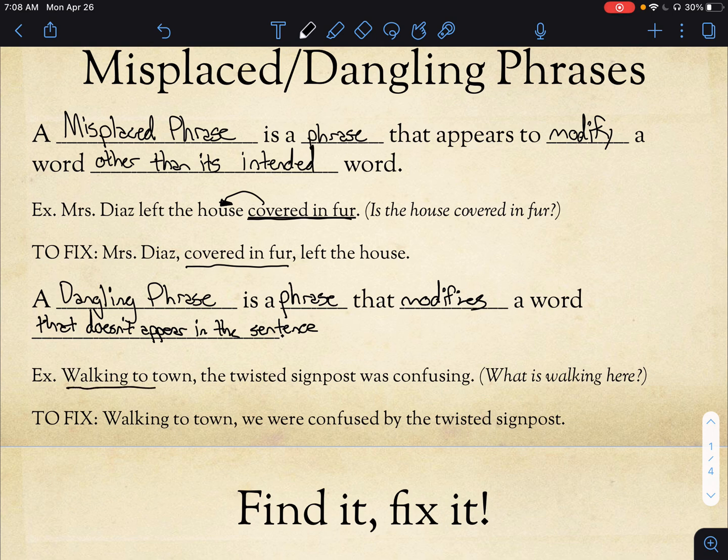We have this phrase here, walking to town, but it doesn't explicitly tell us who or what is walking to town. It's obviously not the signpost. We can probably guess it's a person or a thing, but it doesn't tell us explicitly in the sentence, so it's dangling. It doesn't appear to be modifying anything. So we'd fix it like, walking to town, we were confused by the twisted signpost. All right? That's all that this is, and we're working on our editing skills and clarity.